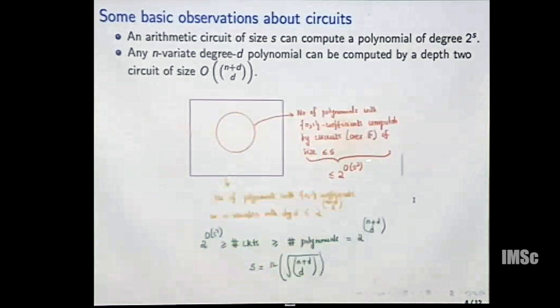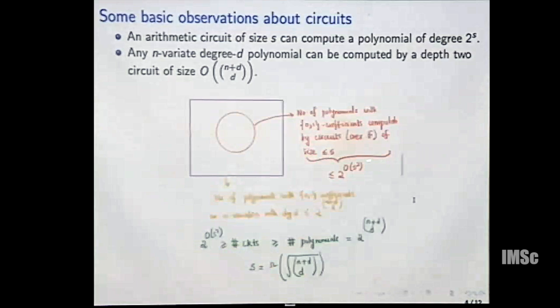There exist polynomials with 0, 1 coefficients on n variables, degree d, that require size square root of n plus d choose d, at least this much. So at most is this, at least is this. The only difference is a square root. So this is actually open. It's not clear if we can make the statement that any n variate degree d polynomial can be computed in size root of n plus d choose d. So is this tight? That's open.